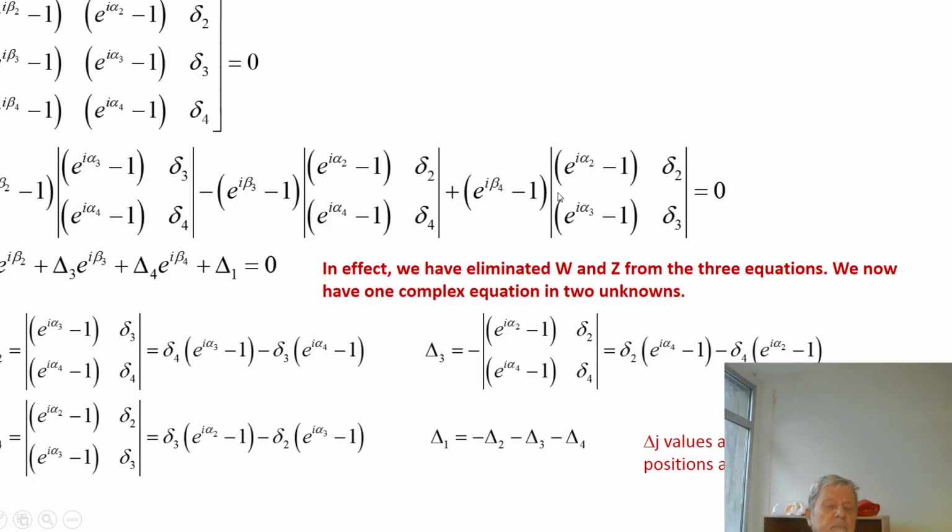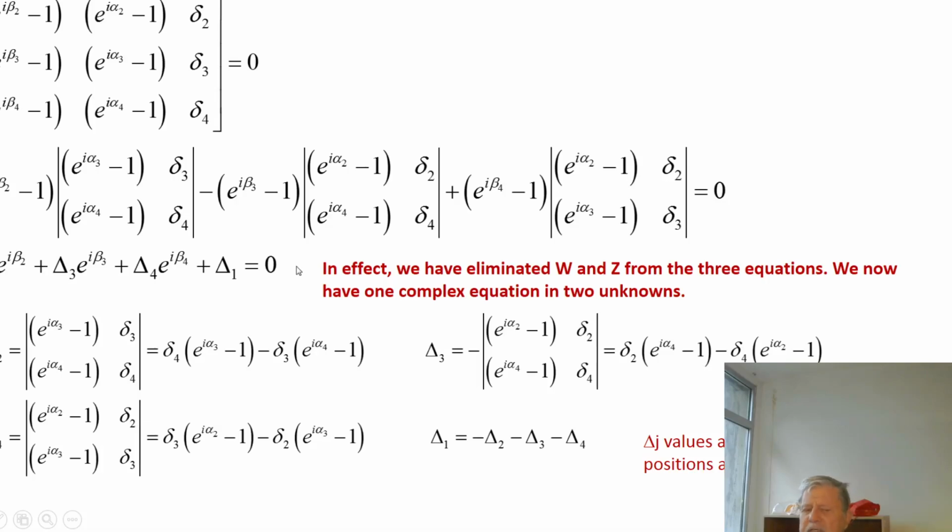After those multiplications, you will end up with a complex number, A plus iB type, or r e to the i gamma type, either polar form, which is sometimes called exponential form, or Cartesian form. Now we have an equation in the following form: delta 2 e^(i beta 2) plus delta 3 e^(i beta 3) plus delta 4 e^(i beta 4) plus delta 1 is equal to 0.